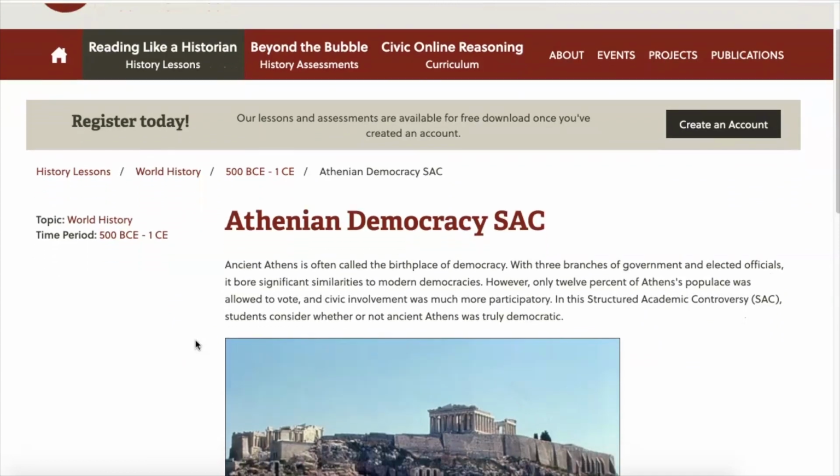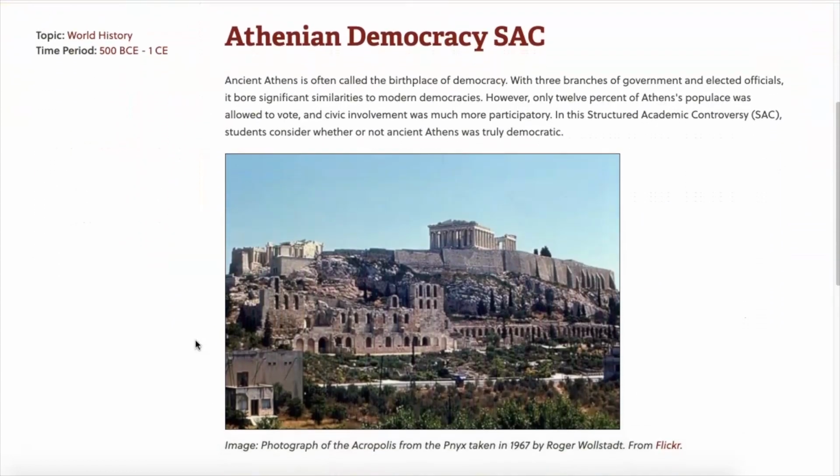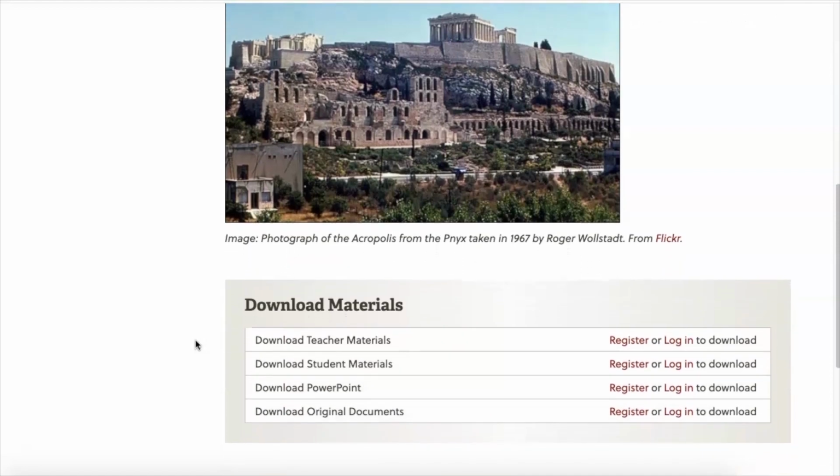Related to this, if you're looking for a free resource about government or a good follow-up to this simulation we just talked about, we love SHEG. We'll keep shouting them out. Stanford History Education Group. They have a great one. And the question they ask is, was Athens truly democratic? It is a DBQ style resource.